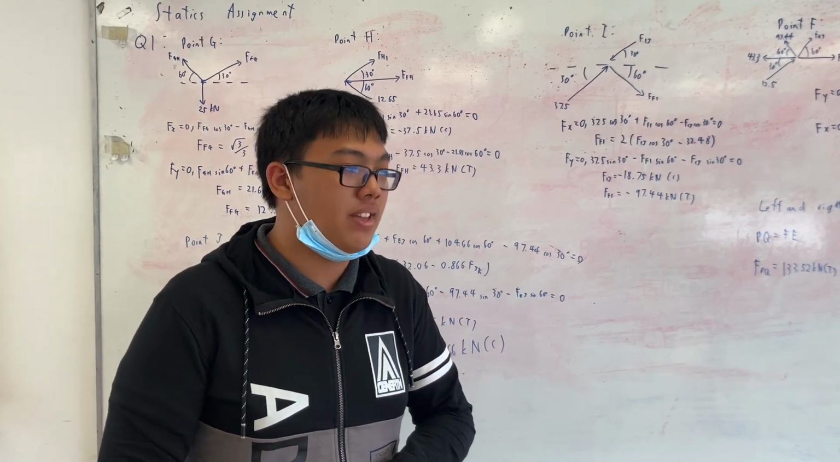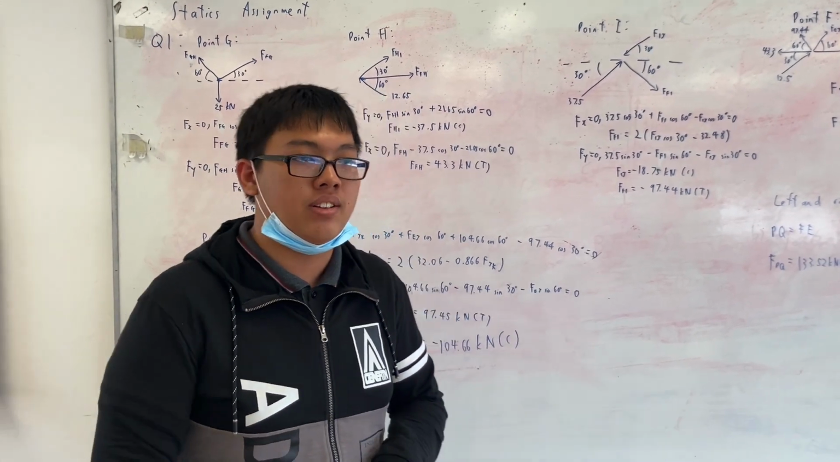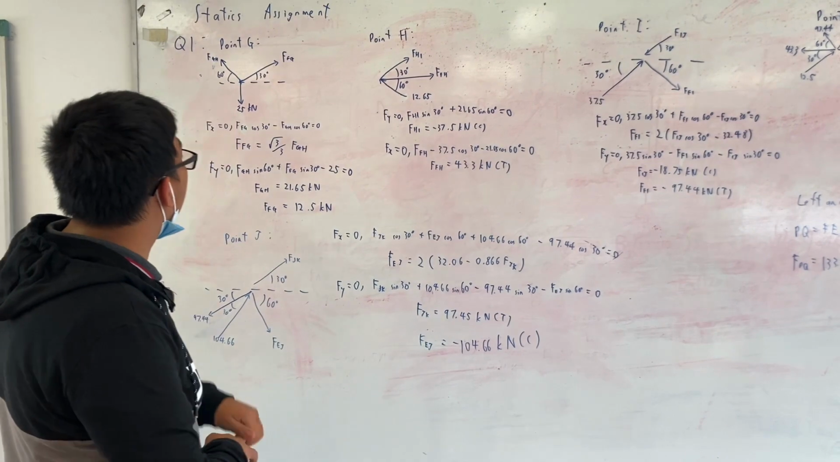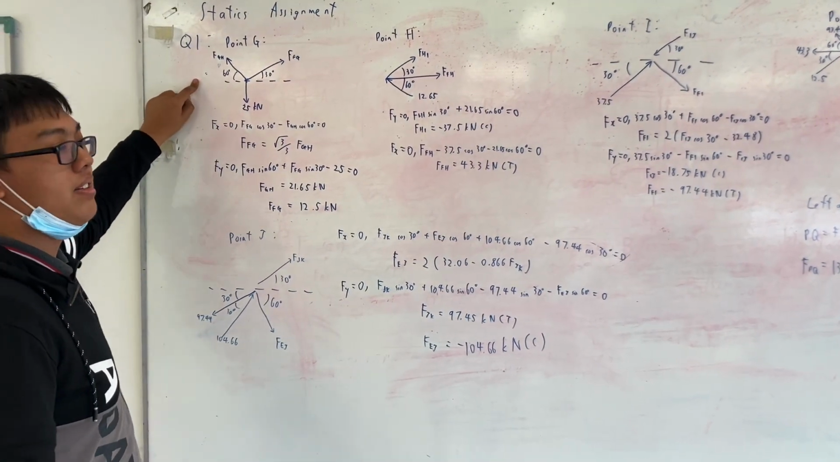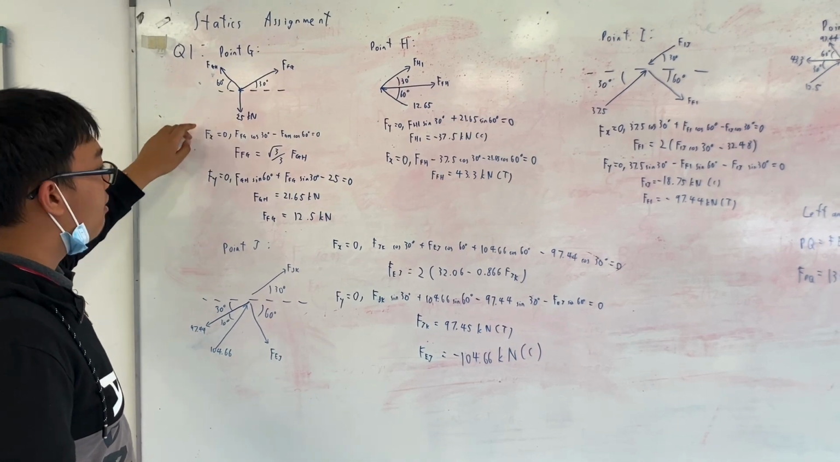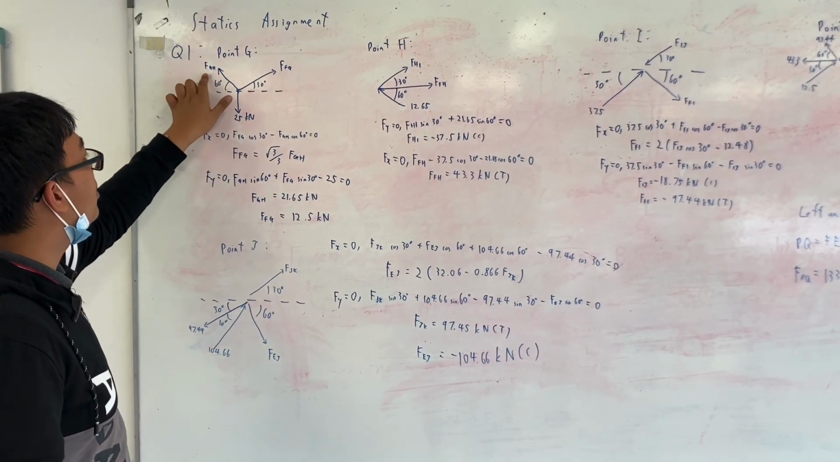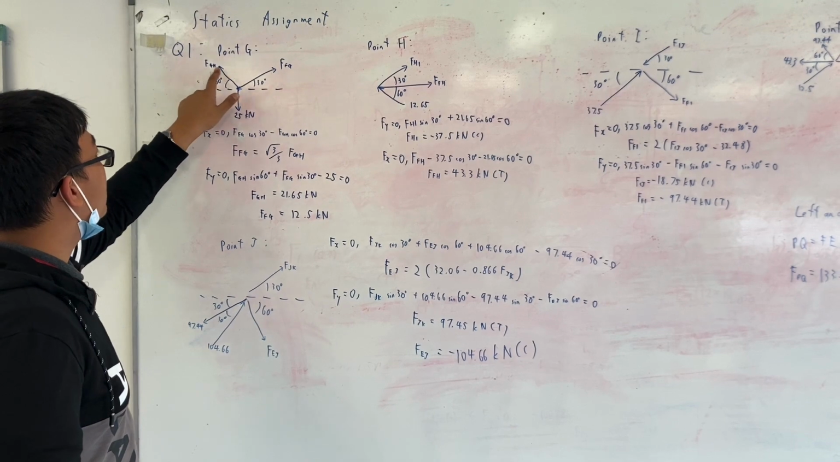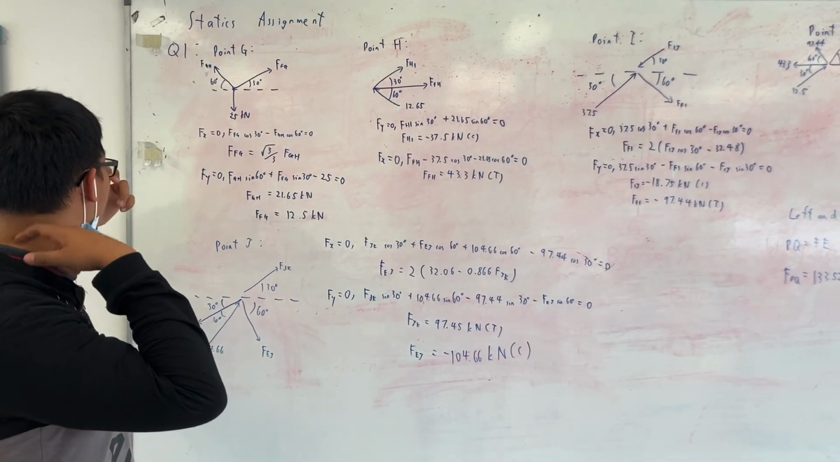I will be explaining question 1 of the statics assignment. First, we will go to the point G in the diagram. We will draw the free body diagram, and from here, we can calculate the forces FFG, FGH, and FGK.